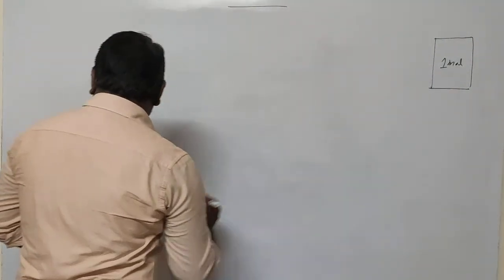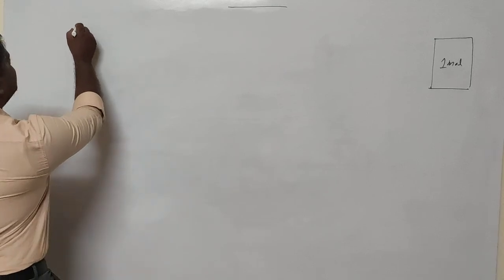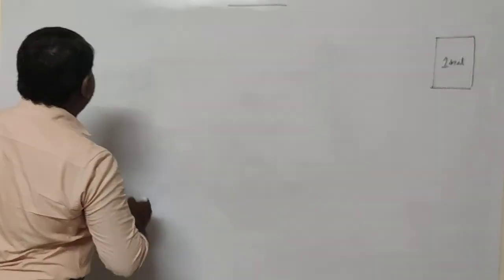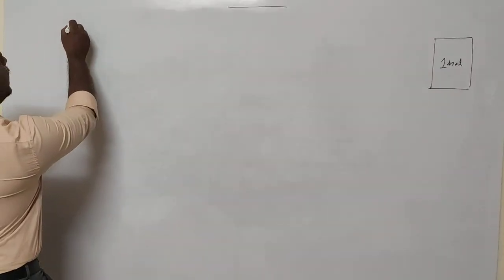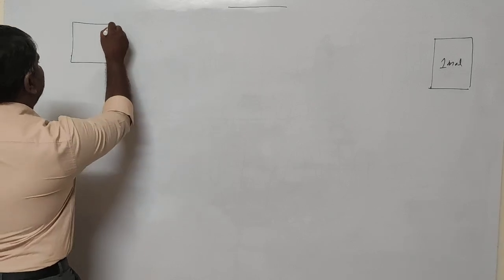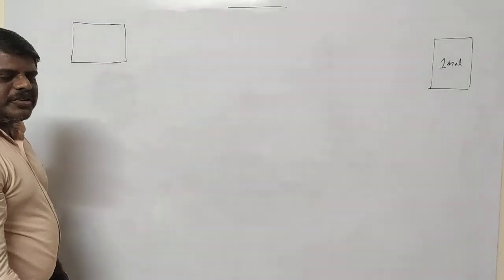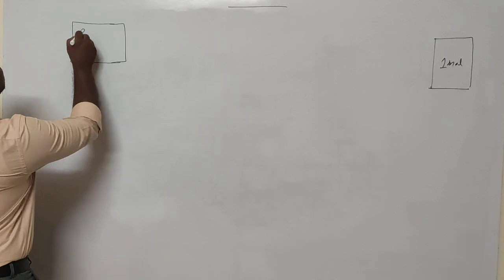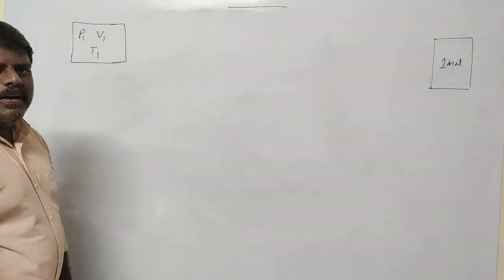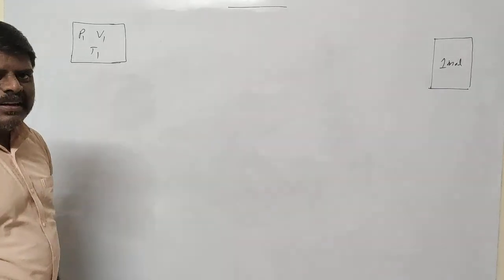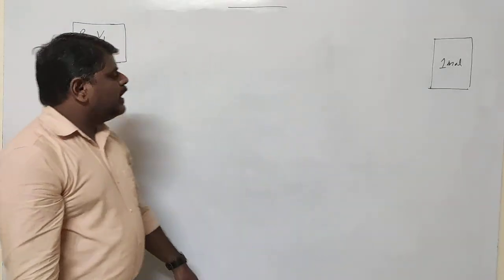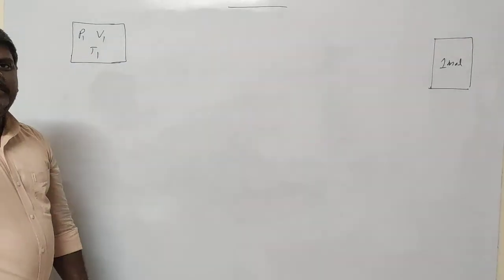Let us say those changes I am going to take here. So this is a box. We are going to take the block diagram of the ideal gas equation. In the block diagram, first we are going to take 1 mole of gas in a container, where the pressure is P1, volume is V1, and temperature is T1.